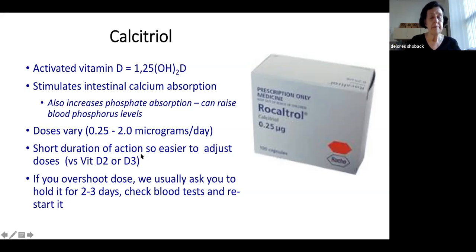Okay. And then this one, in contrast to D2 or D3, is short. It has a short onset of action and offset of action. So if we say, okay, take that 3 times a day and it's too much, we can easily make a change. If we overshoot, we can say, okay, just lower the dose for 2 or 3 days and then we'll check your blood tests and start again at a lower dose. You can do that with calcitriol. That's why we like it, often better than D2 or D3.